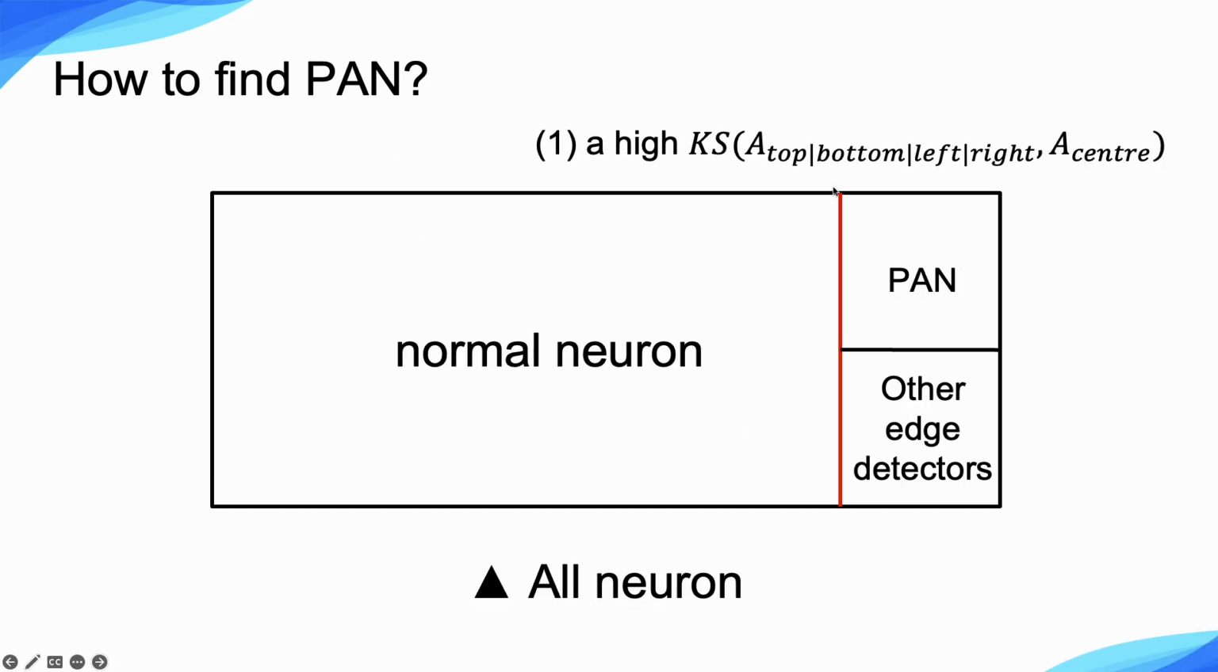So now we have already found how to find this line. We can separate normal neurons from edge detectors using this formula. And now we need to find this line. How to identify if a neuron is PAN or non-PAN.